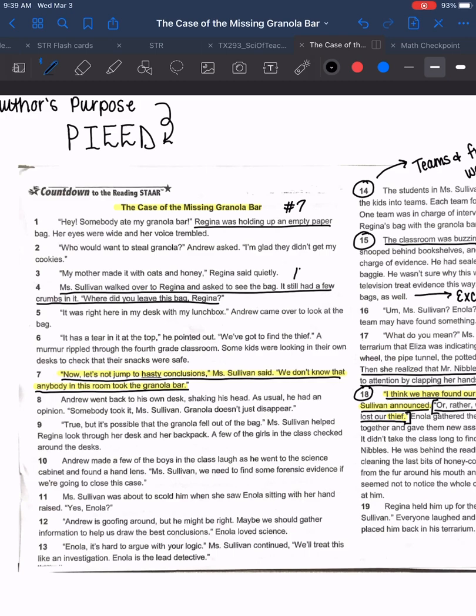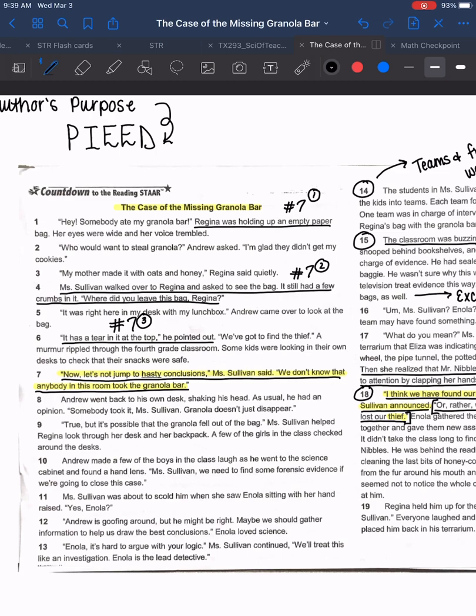So here I'm going to write number 7 again. And then we need to find where Andrew is looking at the bag as well. Which here it is. It has a tear at the top, he pointed out. Put number 7 again. So here we can see the first part, the second part, and the third part in our diagram. And what we want to know is, what did Andrew think of after he saw the tear in the bag?